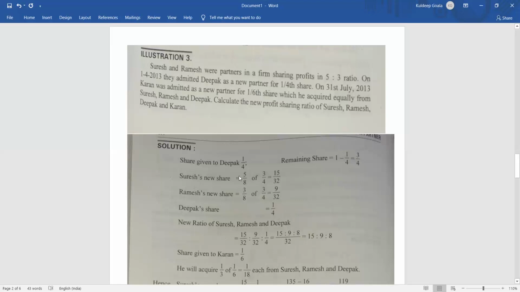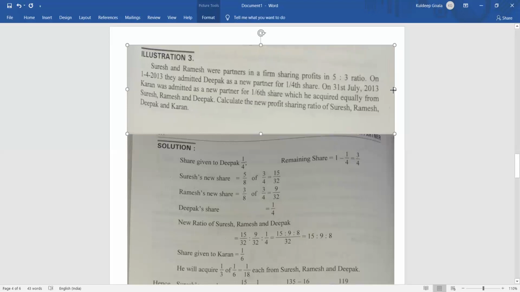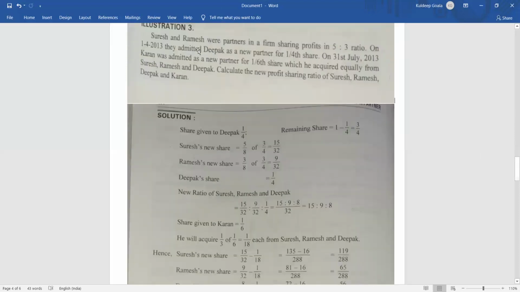And this sacrifice you can find out because it is the same as question number 1. I'm not going to show that. It is just the same as question number 1. So coming to the next part now. Who are the partners? Suresh, Ramesh and Deepak, and their profit sharing ratio is 15:9:8. Clear? Now assume that they are the old partners and this is the old ratio.